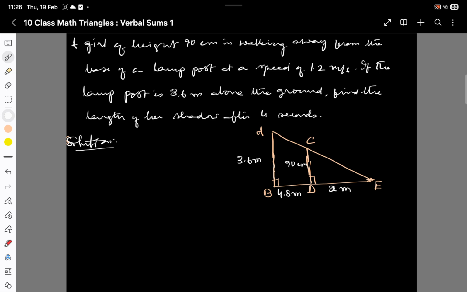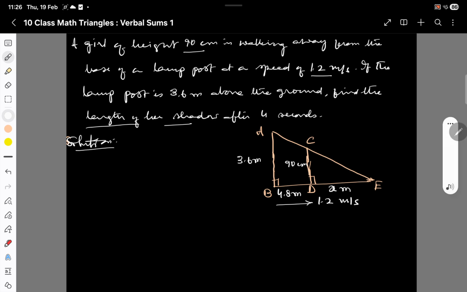A girl of height 90 centimeters is walking away from the base of a lamp post. AB is the lamp post here. The girl CD is walking away like this at a speed of 1.2 meters per second. If the lamp post is 3.6 meters in height and the girl's height is 90 centimeters, find the length of her shadow. That is, you want to find DE.